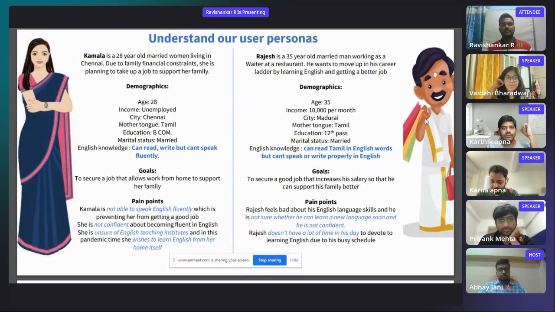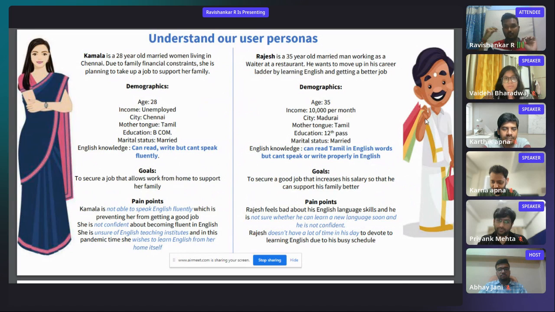Basically, I've taken two user personas. Kamala is a lady who can read and write, but can't speak fluently. Due to family financial constraints, she's planning to take up a job to support her family. The other side is Rajesh, who can read WhatsApp English, as pointed out by Priyank in the Slack channel.